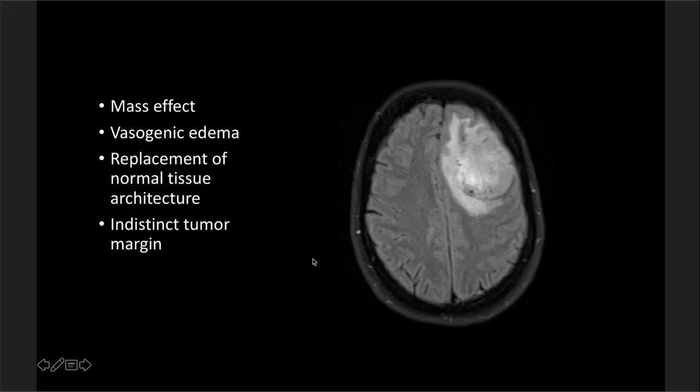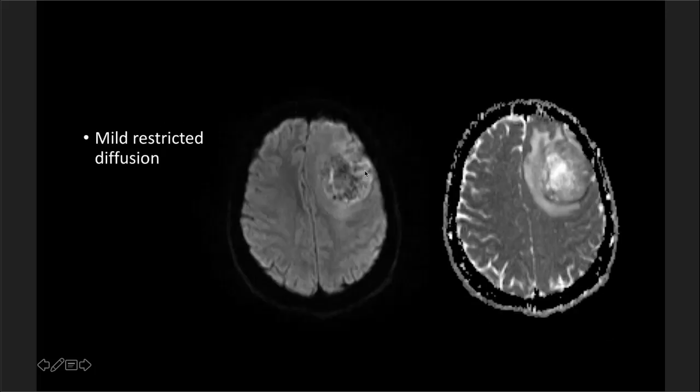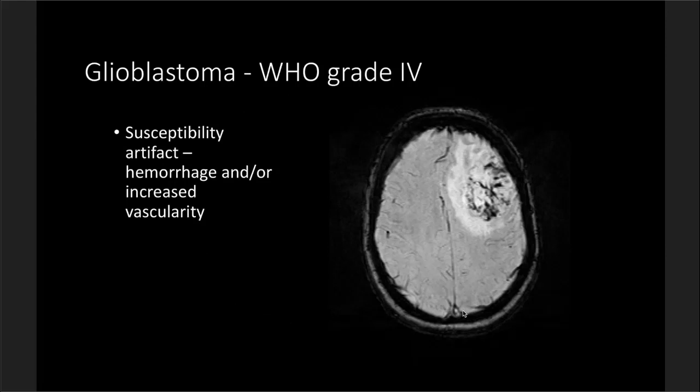Here's the pre and post contrast. So we have the peripheral heterogeneous enhancement, the central non-enhancement and necrosis within the mass. And on diffusion, we have some restricted diffusion within the mass. Bright signal on DWI, dark signal on ADC. That indicates hypercellularity. So we're thinking glioblastoma in this patient. And that's what it is, glioblastoma, WHO grade 4.